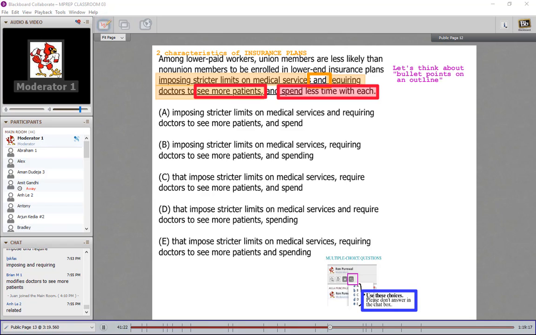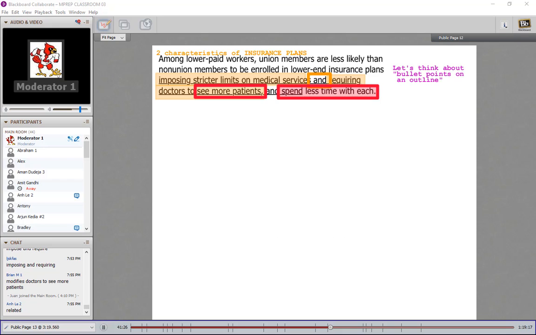And notice that all of the stuff we're doing now is stuff that you should absolutely do before you even look at the answer choices. You don't even look at the choices until you have done this stuff. Yeah, it's cause and effect, you bet, right? This is cause and this is effect. If you have to see more patients, then as a direct consequence you're going to spend less time with each one, because there's only so many hours in your workday.